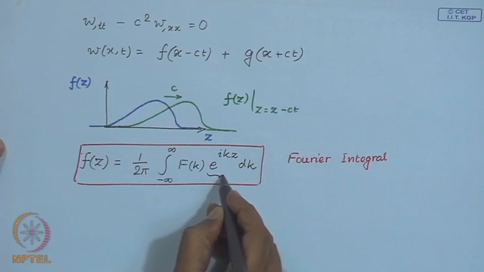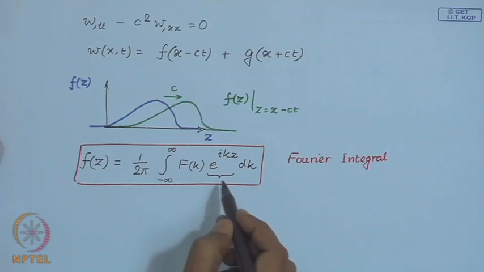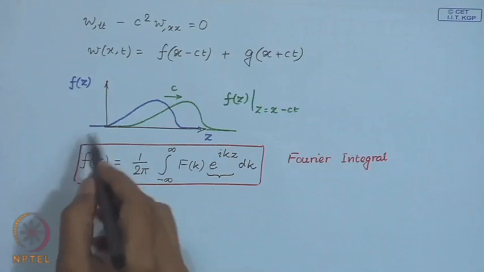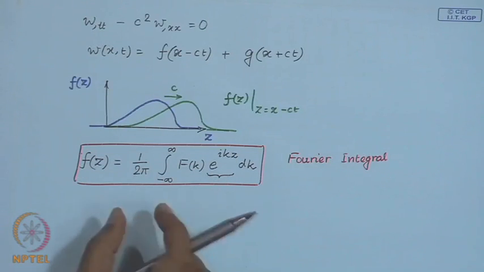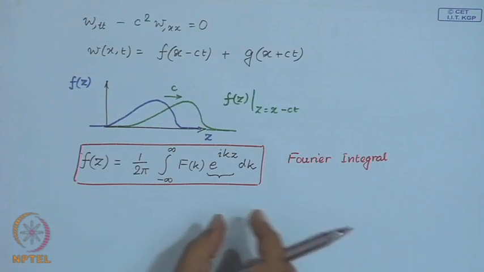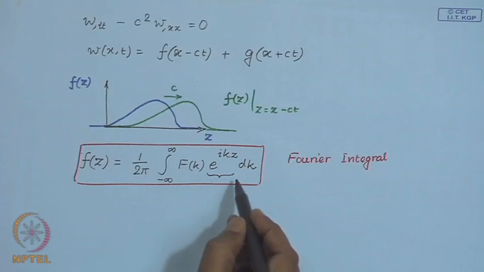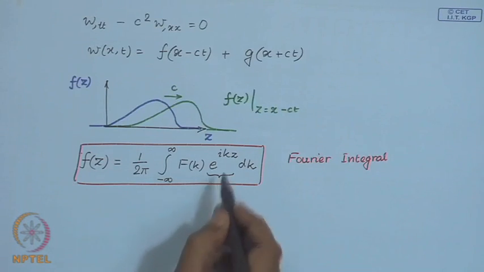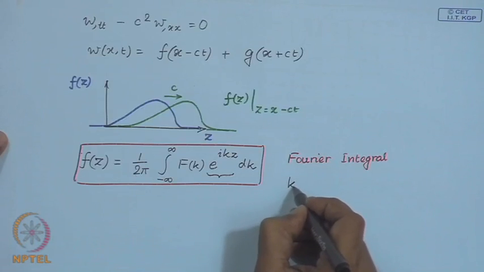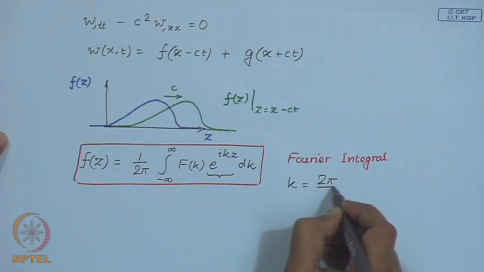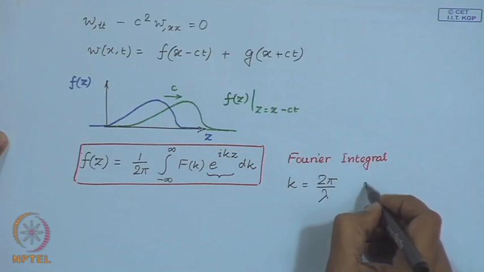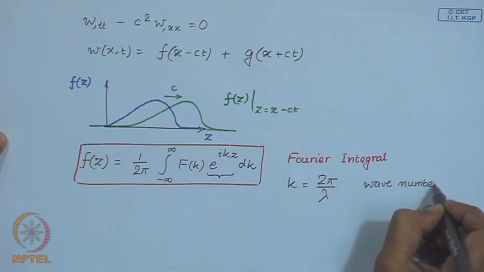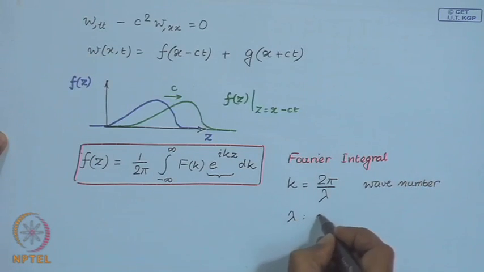This can be written in terms of cosine and sine of kz. Therefore, any pulse like this is a superposition of sines and cosines, represented in terms of this integral, where k is known as the wave number and lambda is the wavelength.